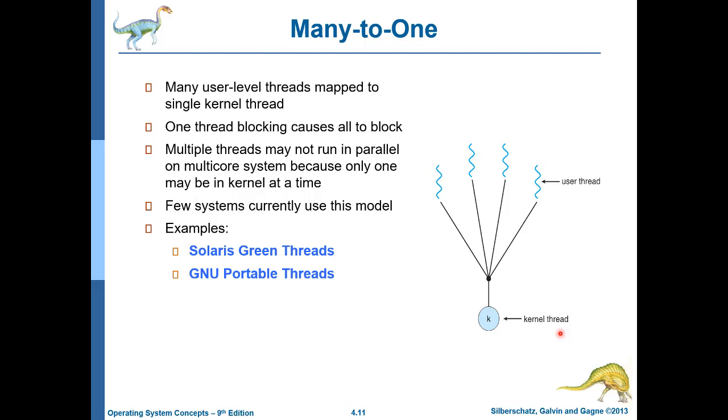So there is the problem that you cannot run multiple threads in parallel, or you cannot run on a multi-core system, because at any time only one may be in the kernel. So that's the many-to-one model. Very few systems use this model. For example, Solaris and the GNU portable threads use this many-to-one model. I repeat, many threads can communicate with only one kernel thread.